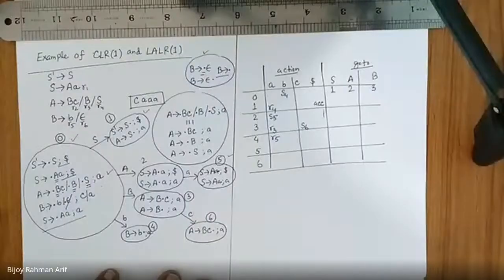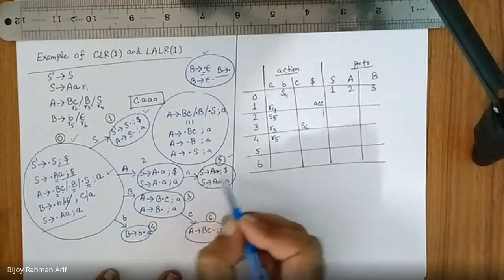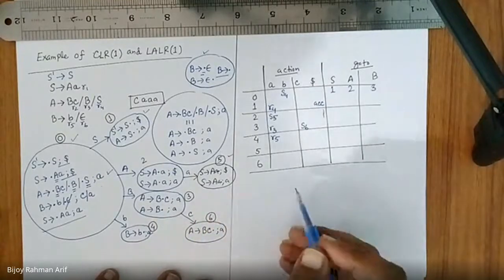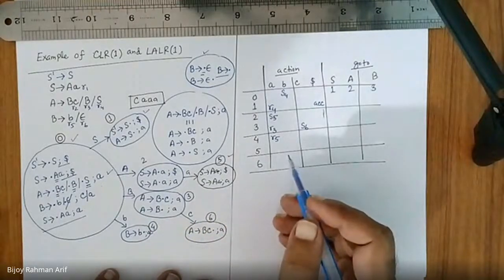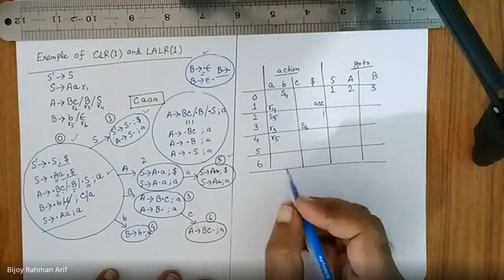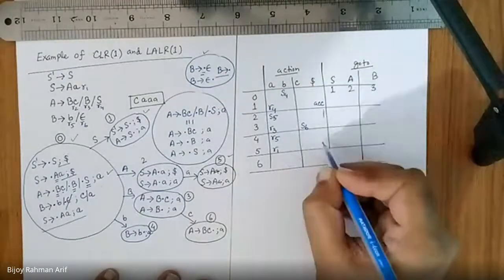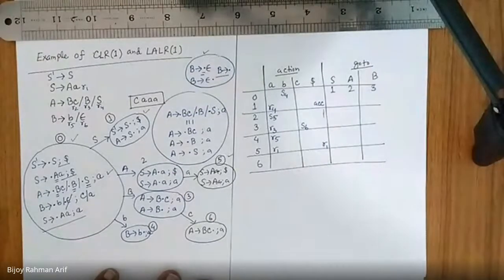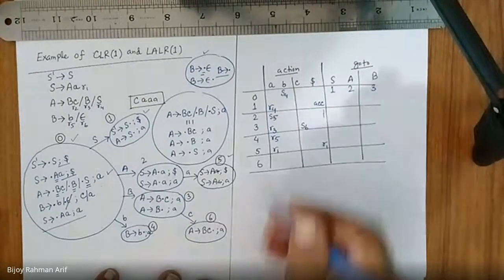Now 5, what is 5? For 5 we have the same production but with different look aheads, so we have to write it in both places. What is the rule number? Rule number 1. On A, rule 1, and dollar, rule 1. And 6 is the final item. What is the rule? Rule 2.